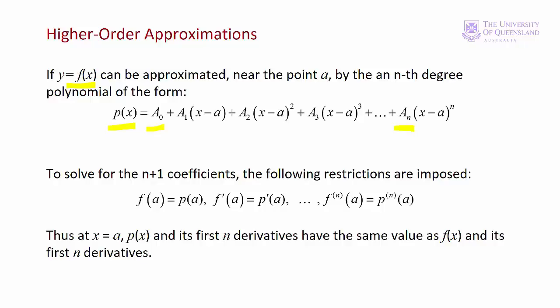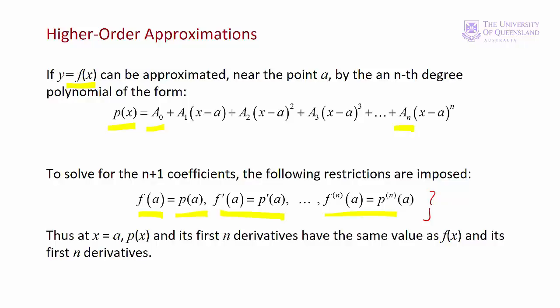We know that px touches fx at point A, so fa is equal to pa. We also know at point A the derivatives of f are equal to the derivatives of p from the first derivative up to the nth derivative. We use these restrictions in solving for our coefficients a0 to an.